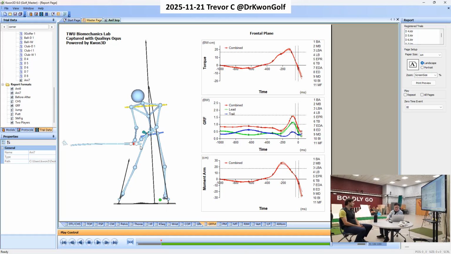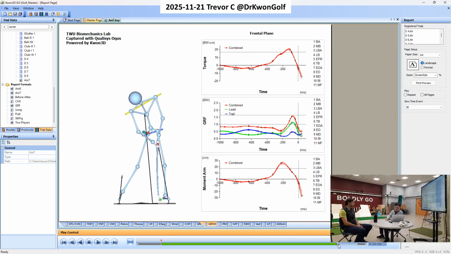And by the time you have impact here, when you have more wrist cock, your hands are already moving upward. Even if your arms are well extended here at impact, your hands are moving upward. So the club head is more moving horizontally.